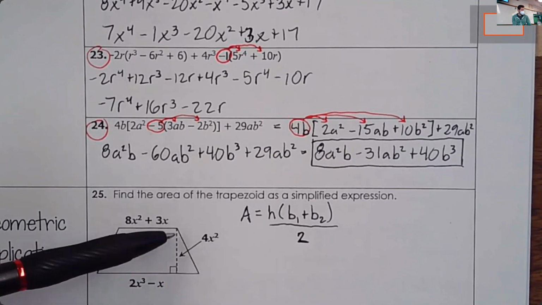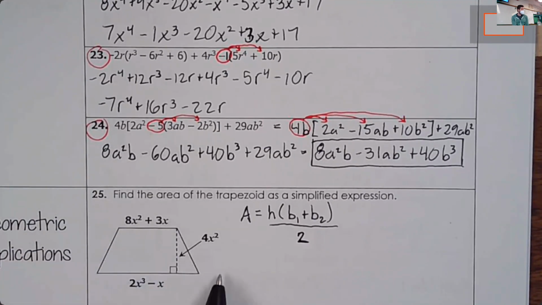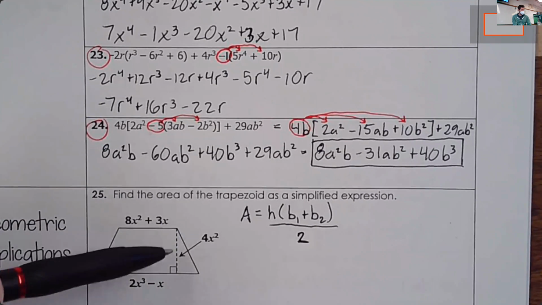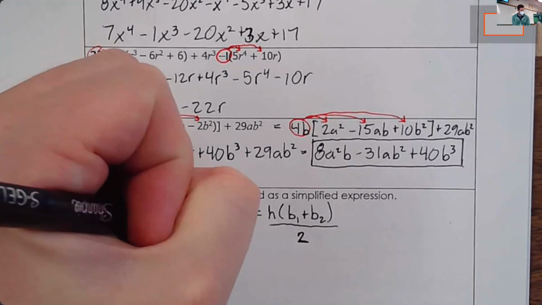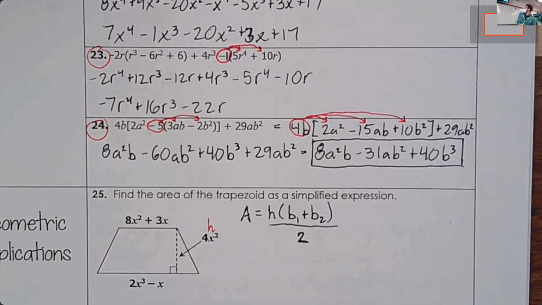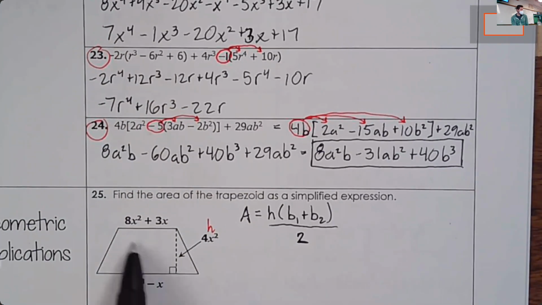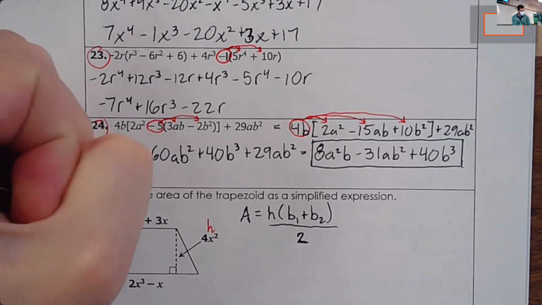And just to identify what those things are in the actual diagram over here, the height is the distance between the 2 lines that are parallel. And so this dotted line, that 4x squared, that's h, that's the height. And then b1 and b2 are the lengths of the parallel sides. So one of these is b1, one of them is b2. It doesn't actually matter which is which. So I'll say b1's up top, and then b2 is down here.